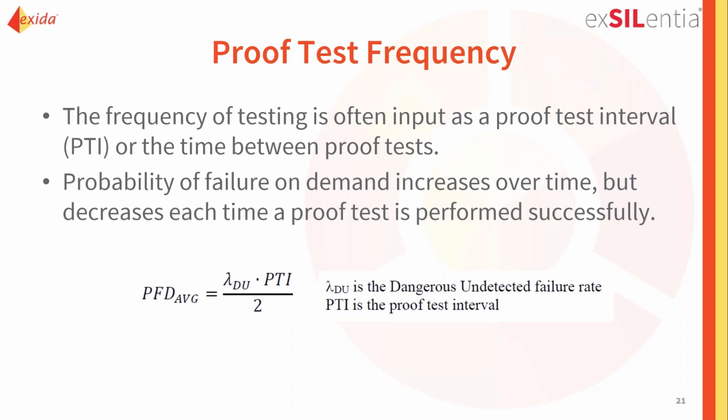So just imagine that I double my proof test interval. Obviously, the average probability of failure will be doubled. Or if I reduce my proof test interval, my average probability of failure will be reduced. PFD increases as a function of time, and the interval will have an impact on that.